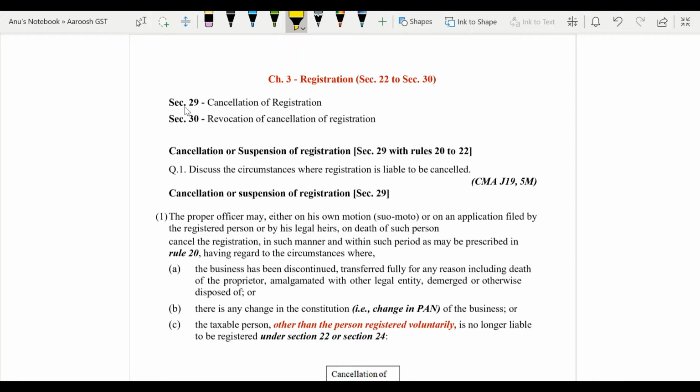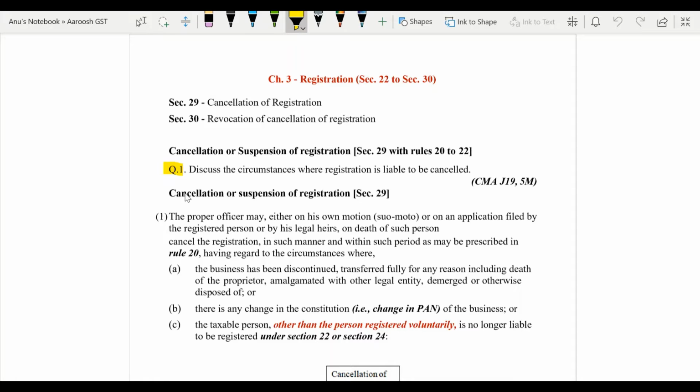So as told you before, we'll be studying chapter 3 registration today, and under that we'll be studying section 29, which deals with cancellation of registration, and section 30, which deals with revocation of cancellation of registration, right? Cancellation or suspension of registration, section 29 with rules 20 to 22. One question that has come in the CM exams recently is this: discuss the circumstances where the registration is liable to be cancelled. This is likely to also be asked in our own examinations, so you can take note of this.